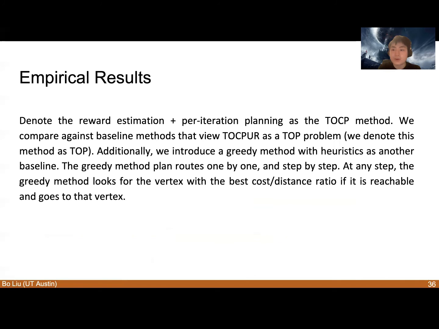Now we present some empirical results. We denote our method as the TOCP method, and we compare against the baseline methods that view TOCPUR as the TOP problem. Here we abuse the notation a little bit and just call it the TOP method. Additionally, we introduce a greedy method with heuristics as another baseline. The greedy method plans routes one by one and step by step. At any step, the greedy method looks for the vertex with the best cost over distance ratio, if it is reachable, and goes to that vertex.